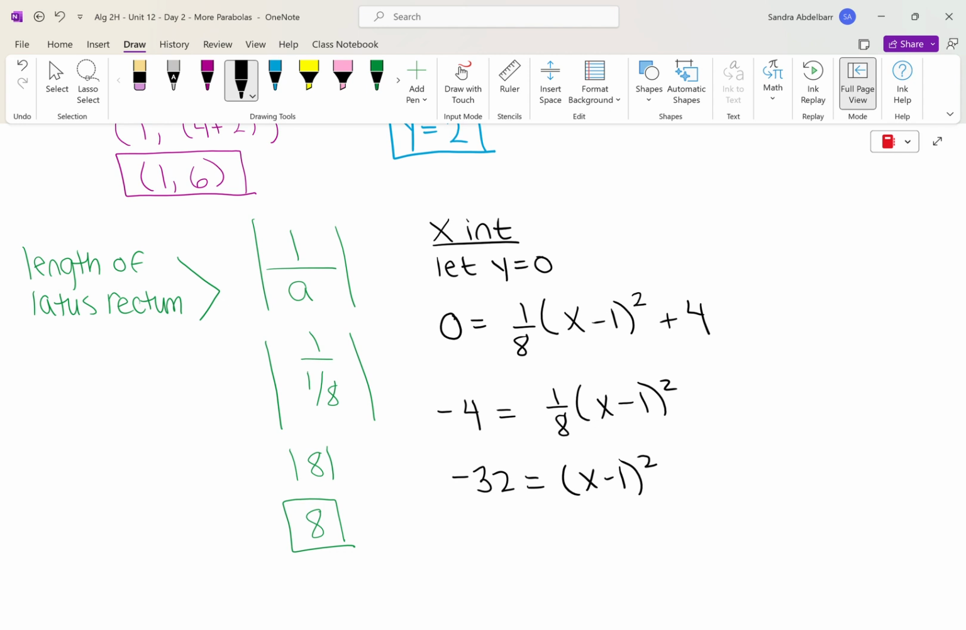Why do you think I'm going to stop here? Philip? Because we're going to square root a negative number, so we know there will be no x-intercept.